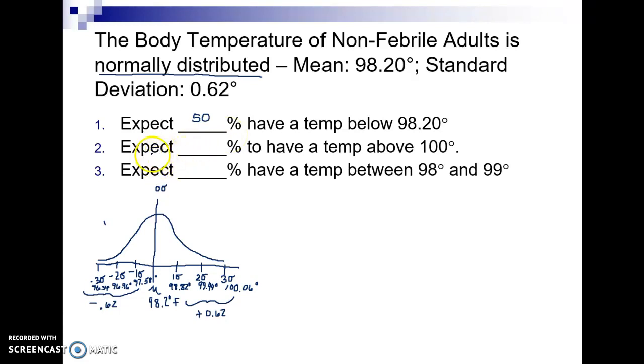It's expect blank percent to have a temperature above 100 degrees. As I look here on my picture, 100.06 is here at 3 standard deviations, so 100 degrees must be very slightly below that. I can tell because of where that's located that only a very, very tiny percent of people would have a temperature above 100 if they didn't have a fever. So let's take a look at the math to figure this out.